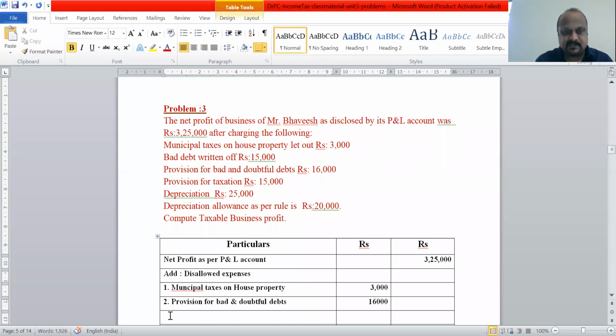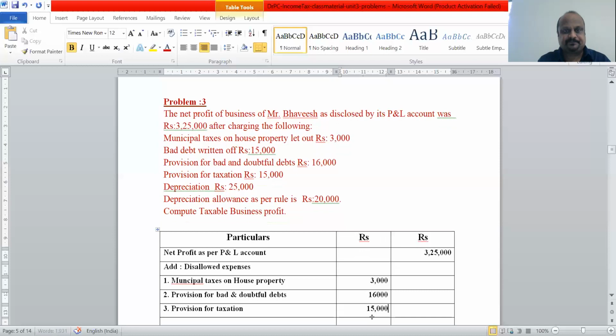Let us see the next one. Provision for taxation. Again it is a provision. Any provision is not allowed. All provisions are disallowed. So we have to add them back here. Provision for taxation is not permitted, so 15,000 is again added back to profits.